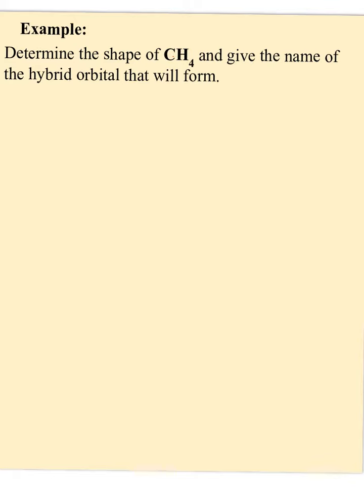So let's look at a few examples. Determine the shape of CH4 and give the name of the hybrid orbital that will form. So CH4, I've got 4 electrons from the carbon, and I've got 1 from each hydrogen, so I've got a total of 8 electrons. So if I put C in the middle and attach the 4 hydrogens, each hydrogen is satisfied with its 2 electrons, the 1 shared pair. The carbon has got 4 pairs around it, or 8 electrons, so it's satisfied. And I've used 8 electrons, so that is the correct bonding for it.